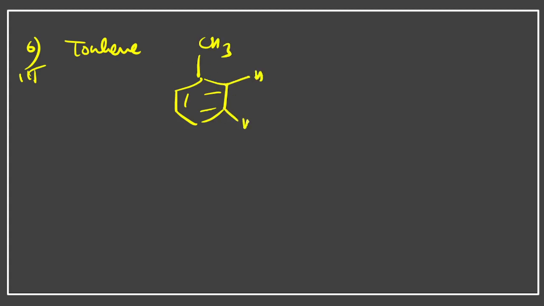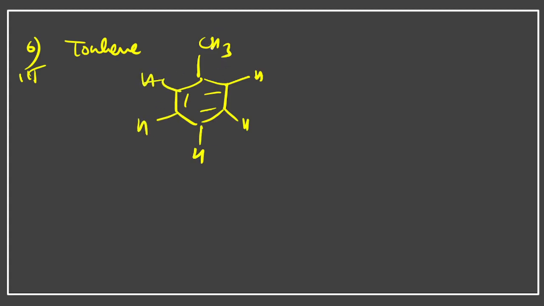Toluene. It is also a previous question in mains. I will look at the toluene structure. It is benzene with CH3. So it means the CH3 has three hydrogens, and each hydrogen means one sigma bond.